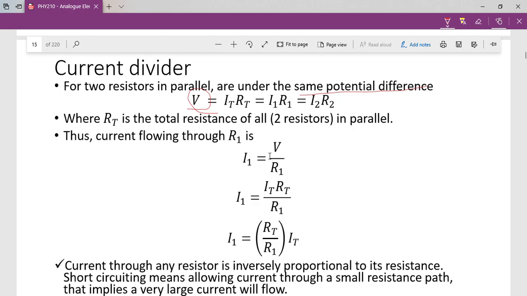Now we can formulate. If you want now to find current 1, you will use this formula. Because we know voltage, as we have stated here, it will be I total R total. So I1 now will be this one. This is the formula for current divider.